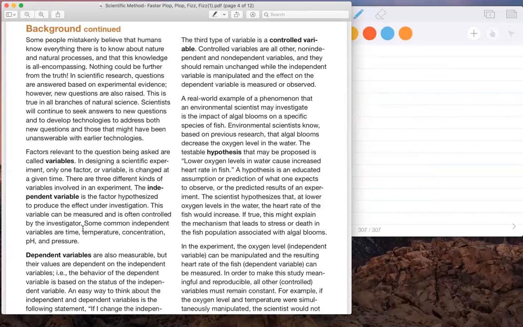Maybe here, let me say temperature, and death rate of fish. Let me give you this illustration to see if we can capture the difference between independent and dependent variable. Here is one variable, and here is the other variable. We want to draw a graph.